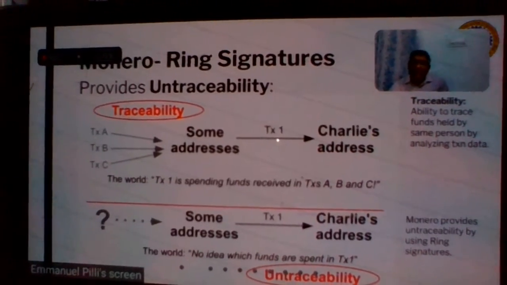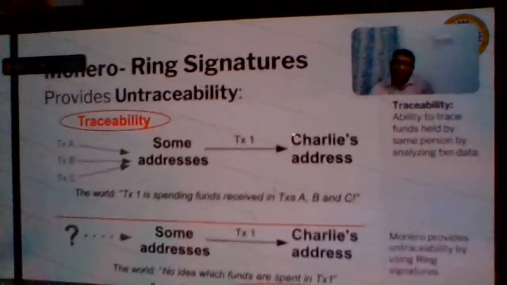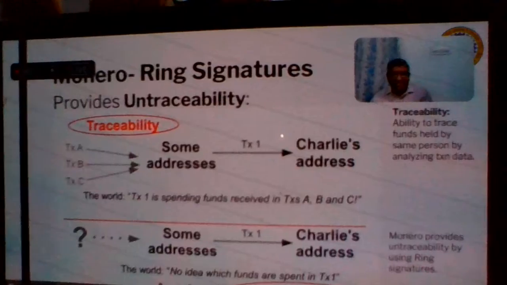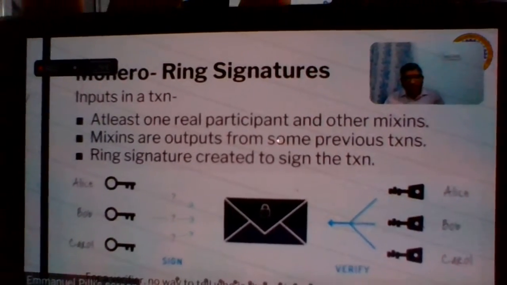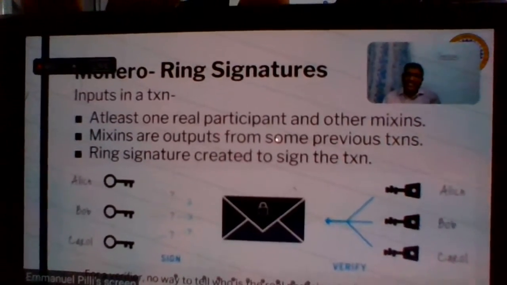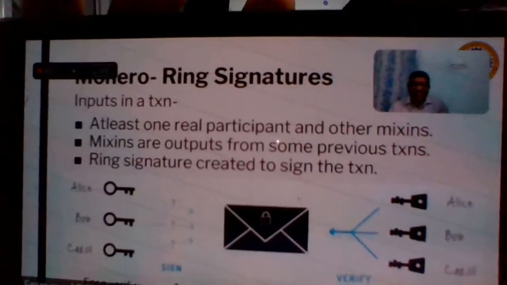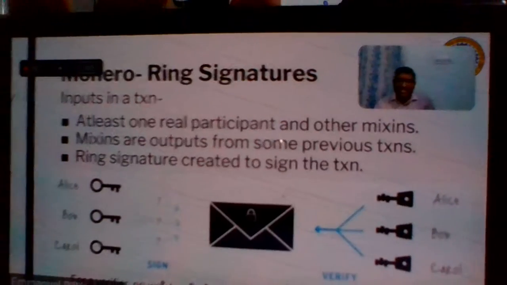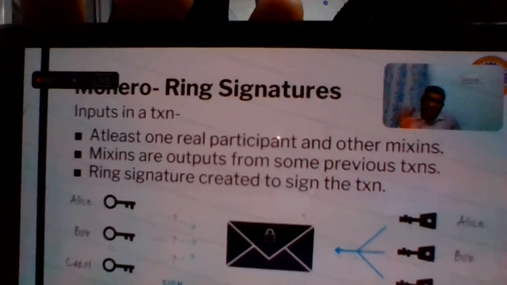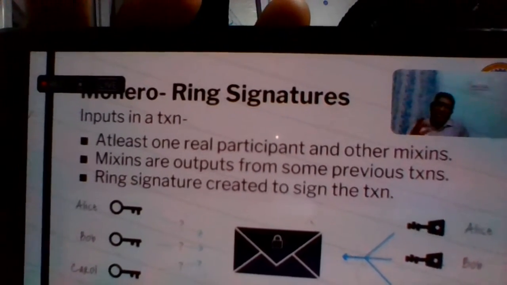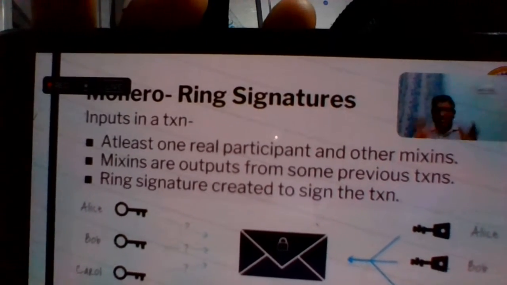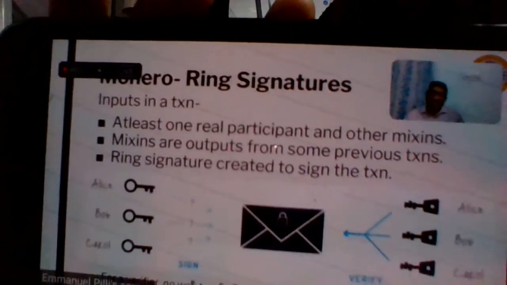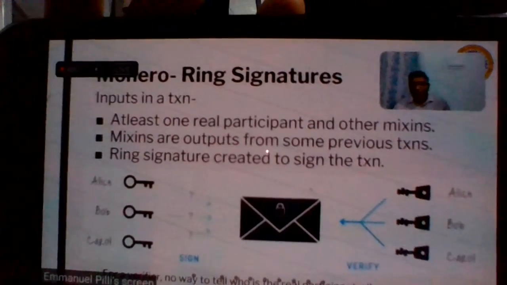So the second principle is what is called ring signatures. We will look at what ring signatures are. There is at least one real participant and the others are called mix-ins. Mix-ins are outputs from some previous transactions that have already been used, so they are null and void and not considered. Even if people search, they will see some addresses and get confused because those are already coming from somewhere else also. Only one real participant, the others are mixed.